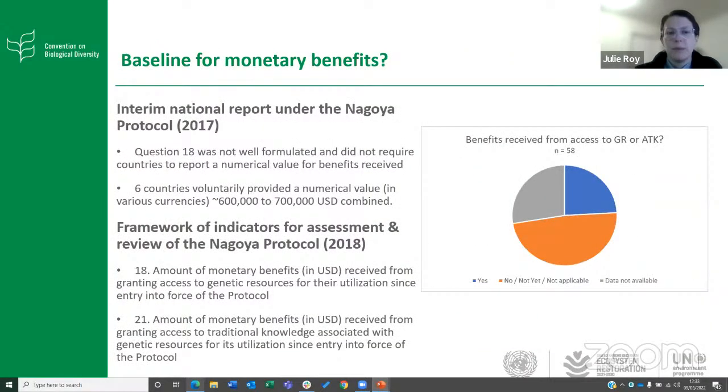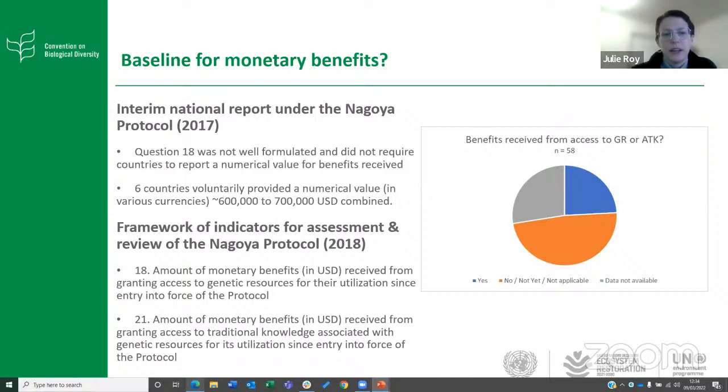Thinking about monetary benefits, in 2017, we had interim national reports due under the Nagoya Protocol. We did have a question in that reporting format on benefits received from access to genetic resources or to traditional knowledge. This question wasn't mandatory, and I prepared this pie chart for you. About a quarter of the countries said yes, they had received benefits, about a quarter said they didn't have data available, and about half of the responses indicated no, as in not yet, they were still working on their ABS framework.